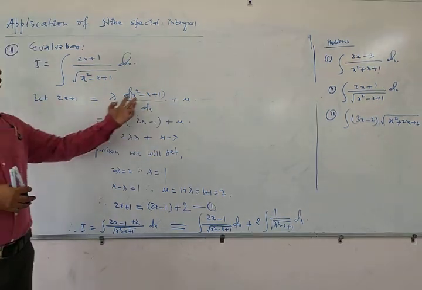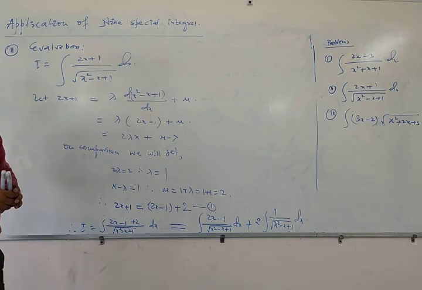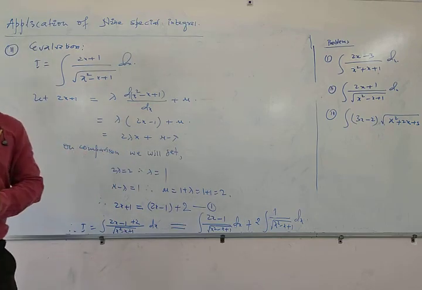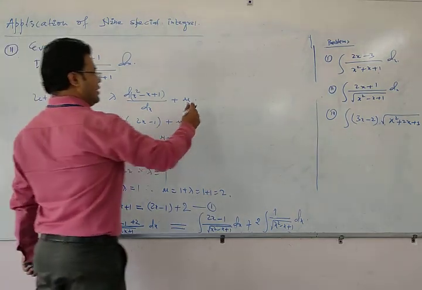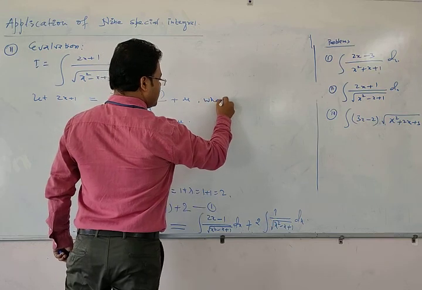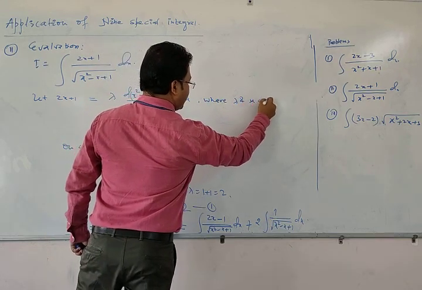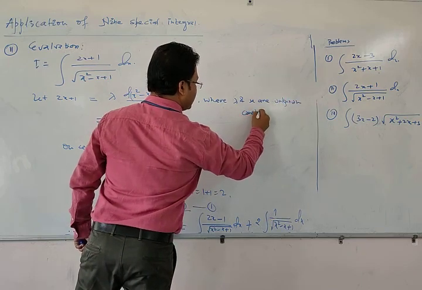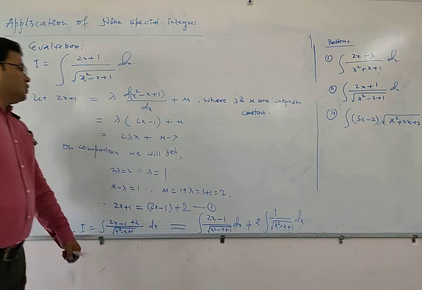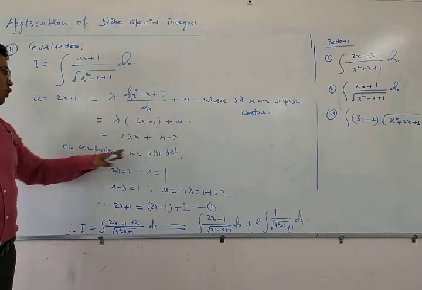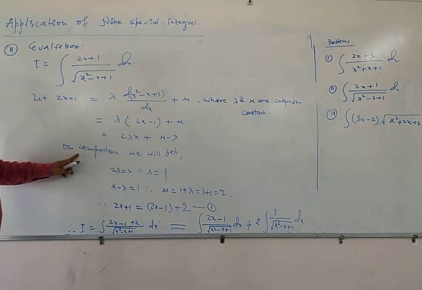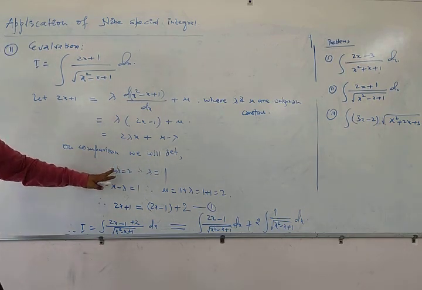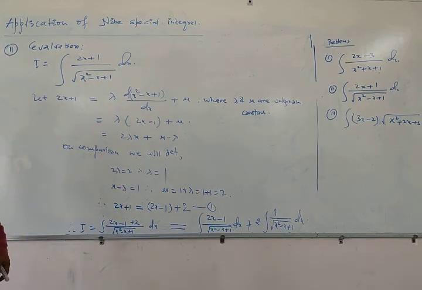So likewise we can use this concept and we will get 2 lambda x plus mu minus lambda, where lambda and mu are unknown constants or unknown parameters. On comparison we will get, why do we use comparison? Because we have to find the value of lambda. On comparison we will get lambda is equal to 1 and mu is equal to 2.